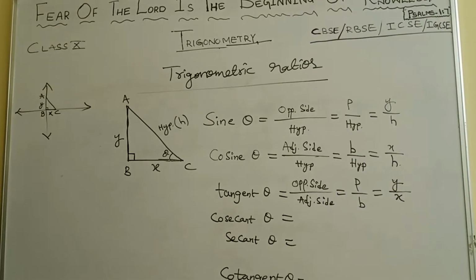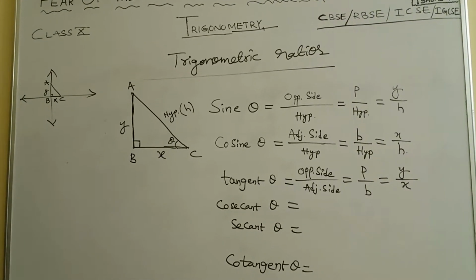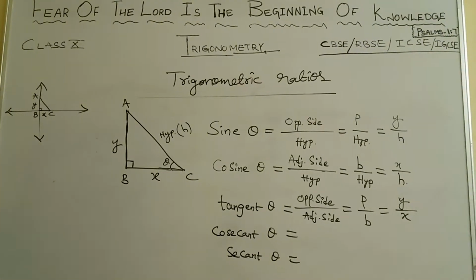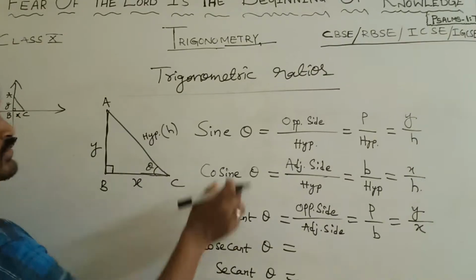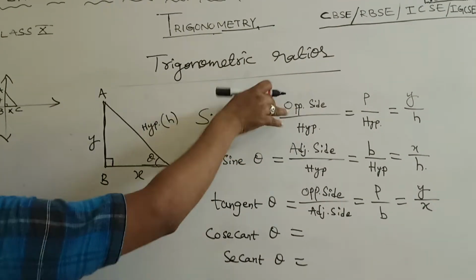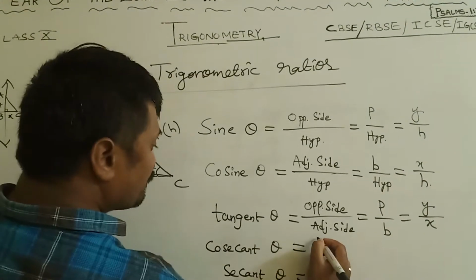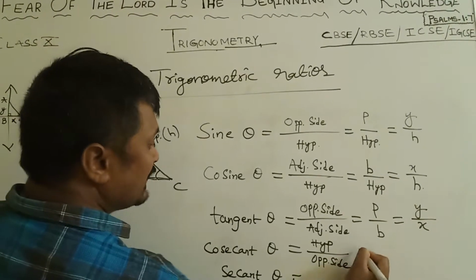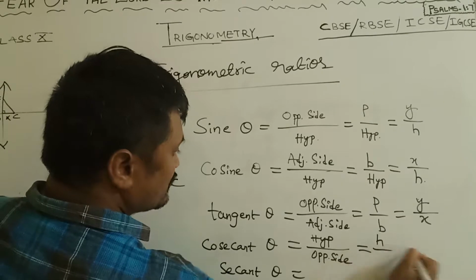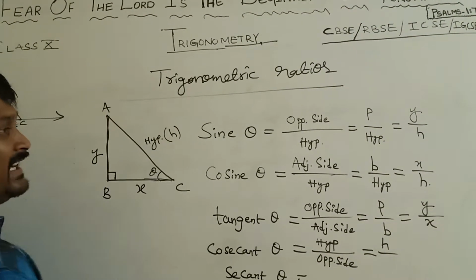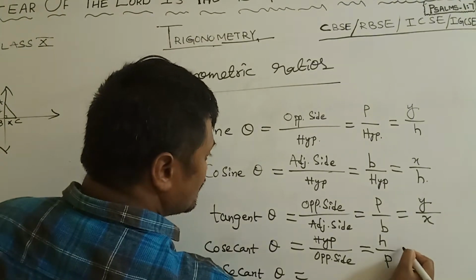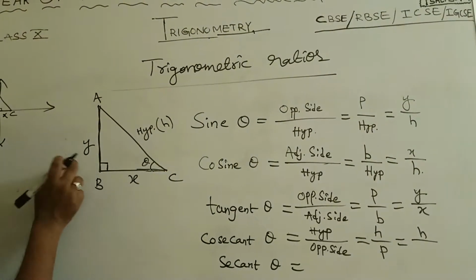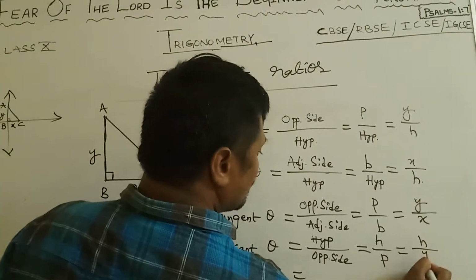Clear now? Same method now. What is cosecant theta? Cosecant theta, again it is nothing but your hypotenuse upon perpendicular. So it is opposite to the sine theta, means reciprocal of sine theta. So we can write here hypotenuse upon opposite side. Hypotenuse is nothing but h. Opposite side other name is perpendicular. So that is hypotenuse, h, upon perpendicular, which is here y. So h upon y.